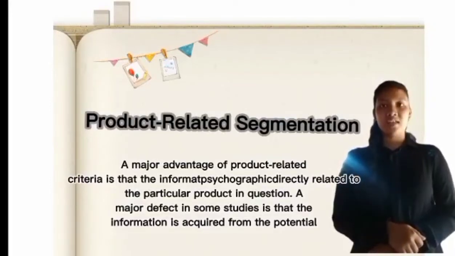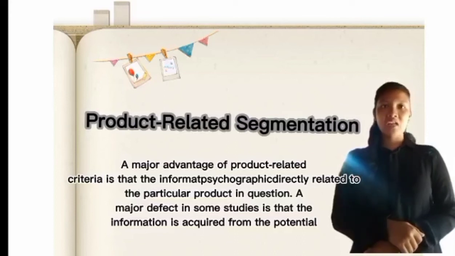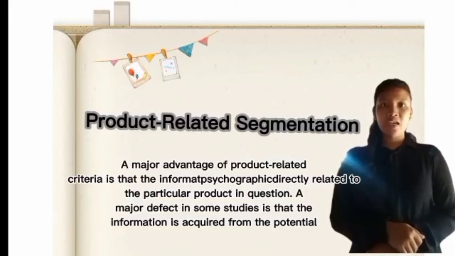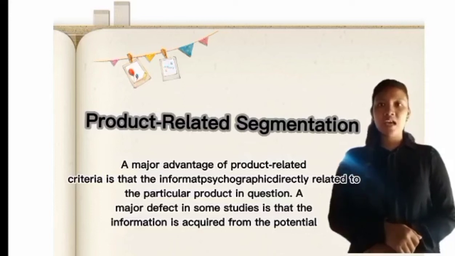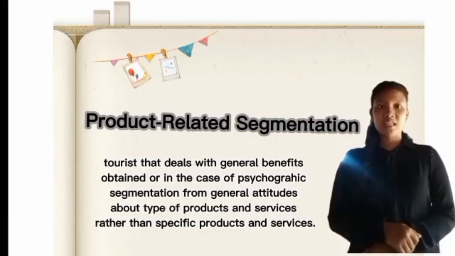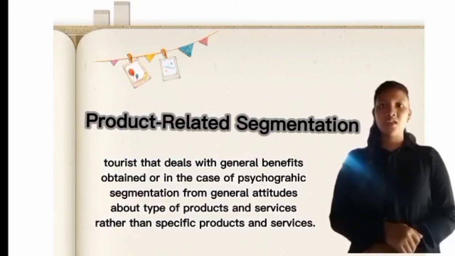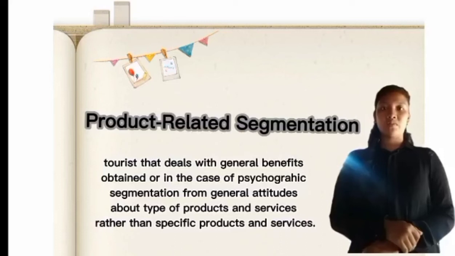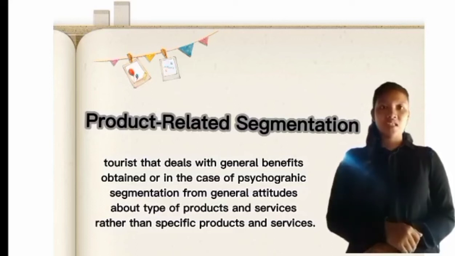Product-related segmentation. A major advantage of product-related criteria is that the information gained is directly related to the particular product in question. A major difference in these studies is that the information acquired from the potential tourist deals with a general benefit obtained, or in the case of psychographic segmentation, with general attitudes about a type of product and service rather than a specific product and service.